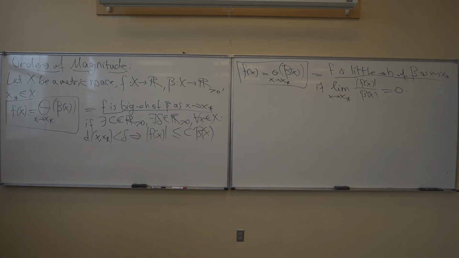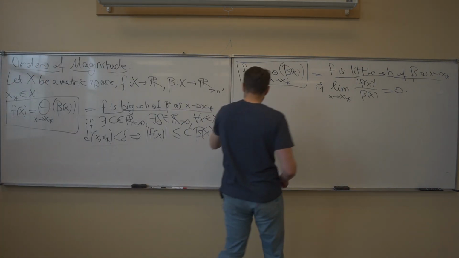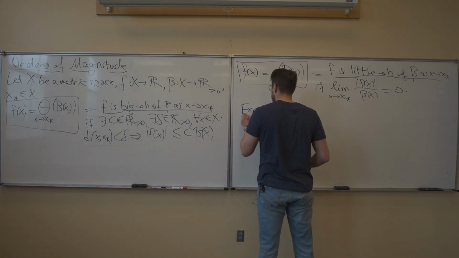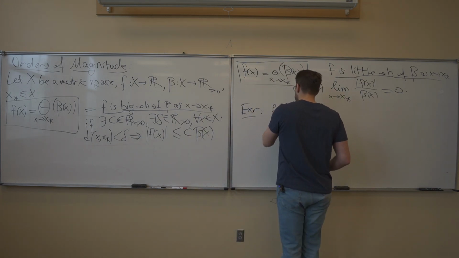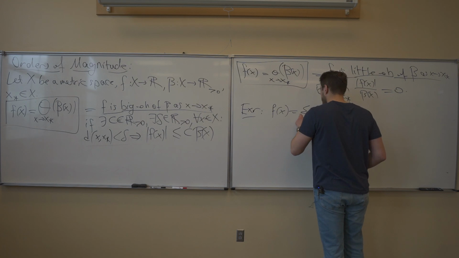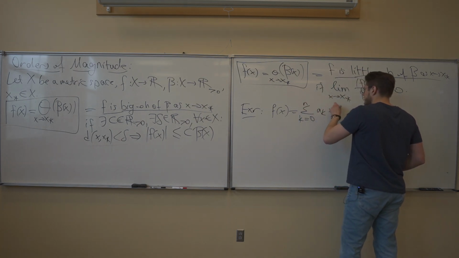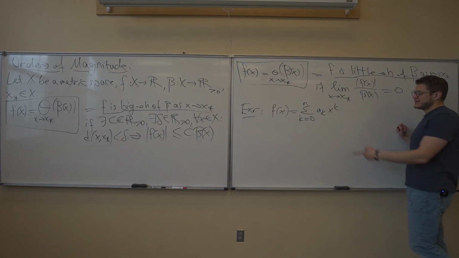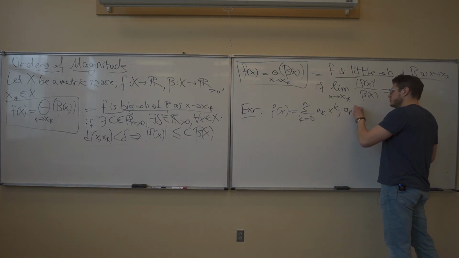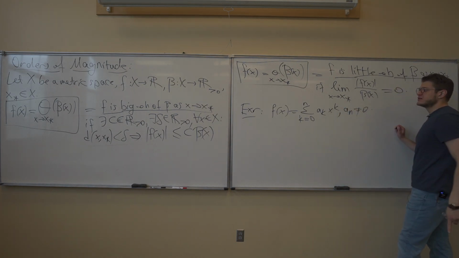Okay. So here are some exercises actually. So let's say that I have a polynomial of degree n. Let's say that the top leading term is not 0, so that this is indeed degree n.